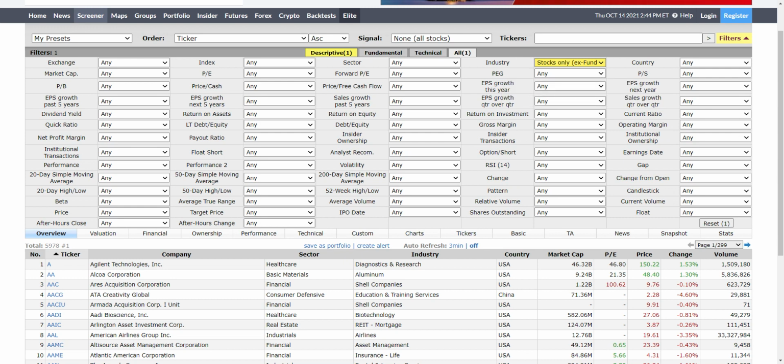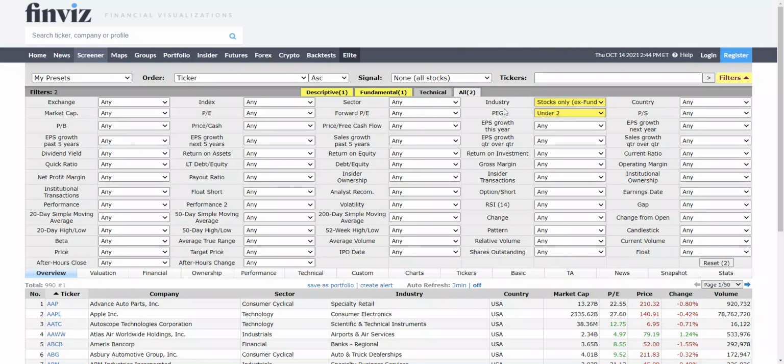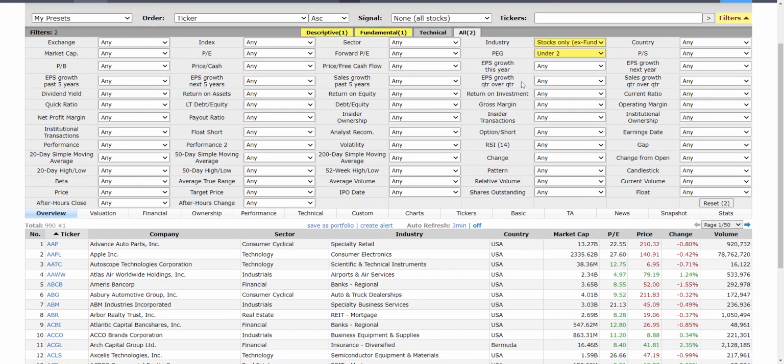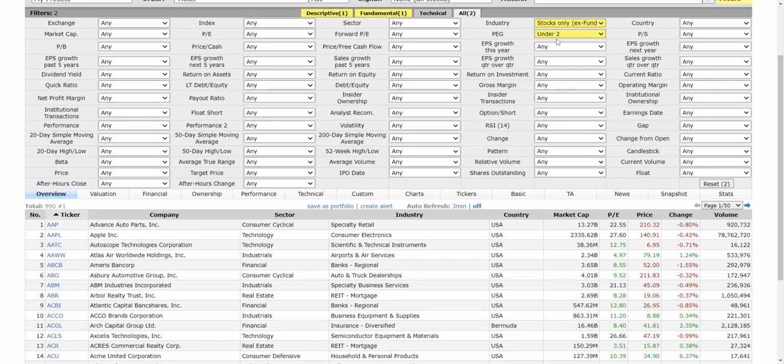The PEG in this case, I always want it to be under two. It's quite a reasonable number. Under two, you can obviously go under three or just over one, but just try to be in the middle. After that, we have the EPS growth.